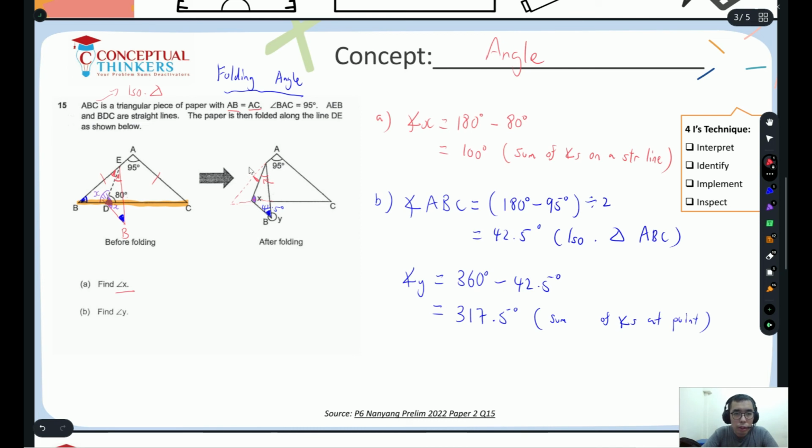Okay, so first we need to interpret the question. By looking at the question, we know that the concept they're trying to test us on is angle properties. Then we implement the steps by applying the properties that we studied from P5 and P6. Next we need to inspect. We need to ensure that all the calculations are done correctly. Next, ensure that you have written down the correct figures. Don't make any transfer errors. This will help you minimize your mistakes.